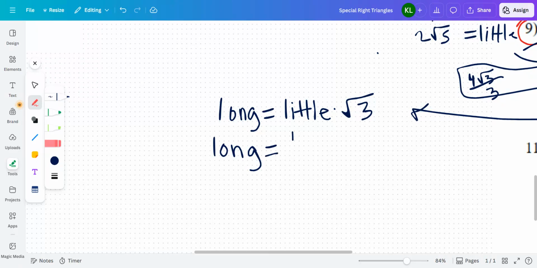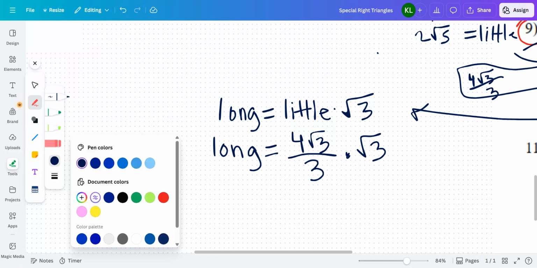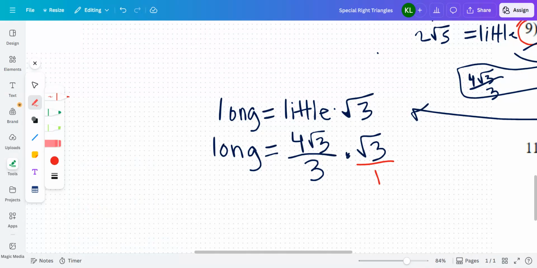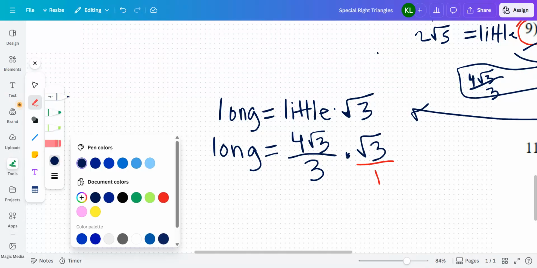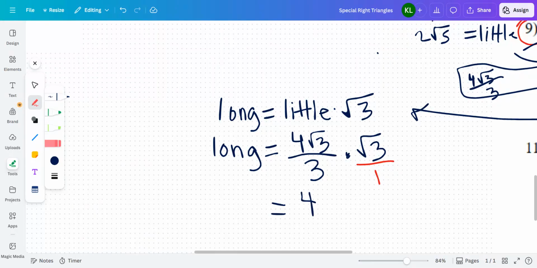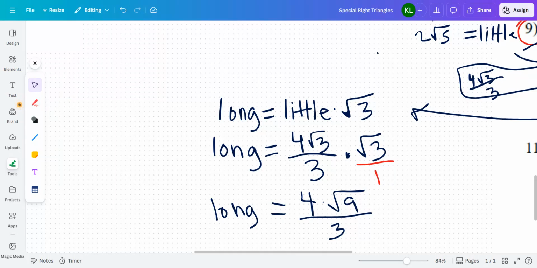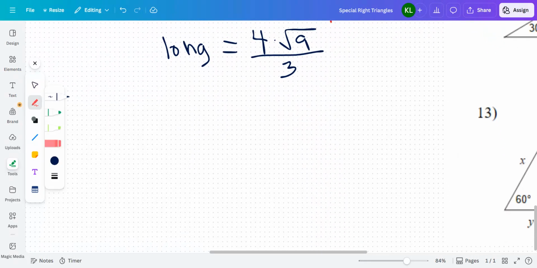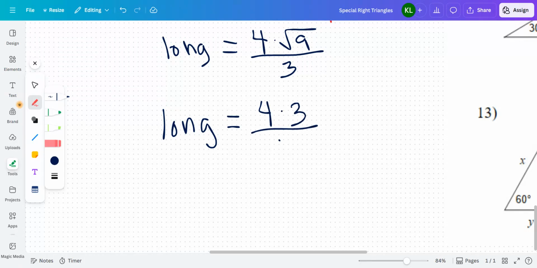We know that that little leg is 4 square roots of 3 thirds. It's being multiplied by the square root of 3. It is understood that that square root of 3 has a denominator of 1. So we're going to multiply straight across. We have 4 times the square root of 3 times the square root of 3, which is the square root of 9. 3 times 1 is 3. So our long leg is equal to 4 times, well, the square root of 9 is 3, all divided by 3.